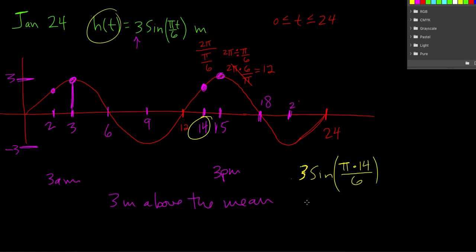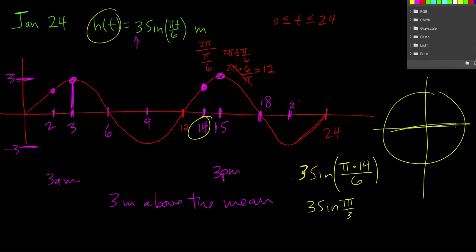And 14 over 6 is going to give us 7/3. So 7 pi thirds. And so we go to our unit circle and we look for 7 pi thirds. If we're just estimating pi to be 3, that's like a 7. And so we go around to our 6, because this is 2 pi, which is roughly 6, and then this is like 1.5.